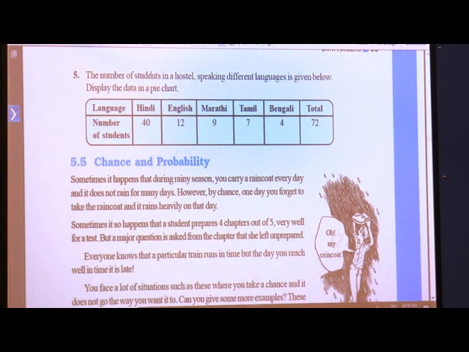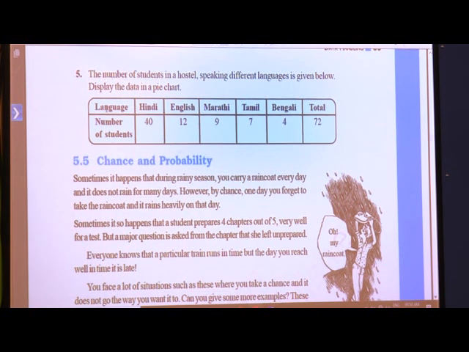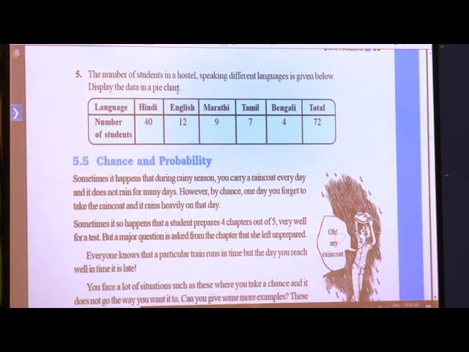The number of students in a hostel speaking different languages is given below. Display the data in a pie chart. Hindi 40, English 12, Marathi 9, Tamil 7, Bengali 4, and total is 72. Altogether the total number of students is 72. Now, what we have to do? First we have to find the fraction for Hindi. That fraction represents how many degrees in a circle out of 360 degrees, the central angle of a sector.